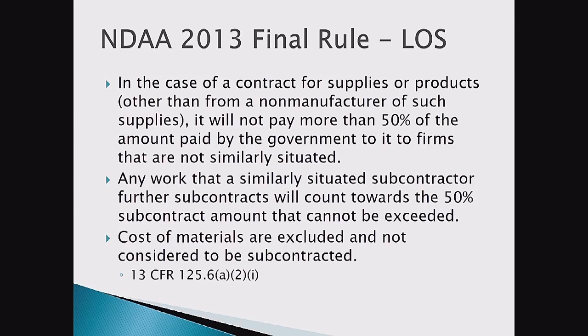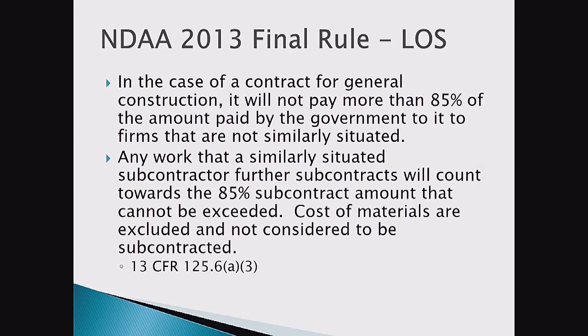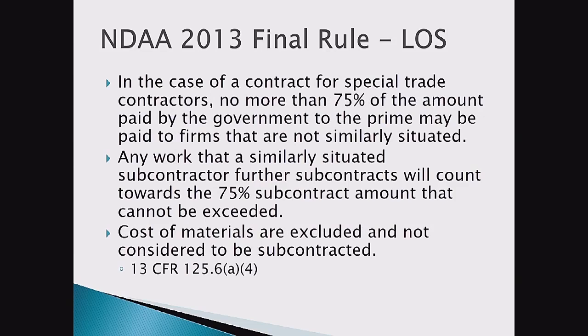You'll notice also for supplies, it's 50%, but here we exclude the cost of materials and not considered to be subcontracted. So that's for a manufacturing or a supply contract. Percentages for general construction is the same. It's 15% has to be retained, 85% can be subcontracted, and also the cost of materials are excluded from this. And then specialty trade, it's the same thing. The prime and its similarly situated subs have to do 25%, 75% can be subcontracted, and of course the cost of materials are excluded and not considered to be subcontracted.